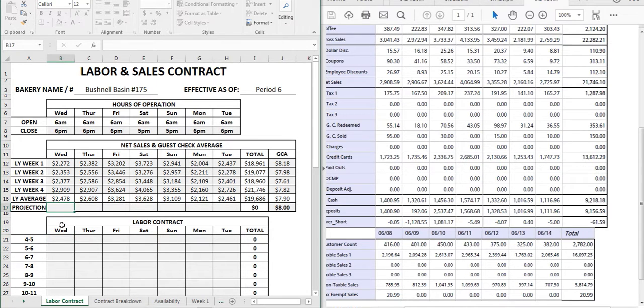So with this, in week through period 3 of this year, Bushnell's Basin was up around 13.9%. So we'll say 13%, just for simplicity reasons. In period 4, they were up 15%. So with this, we're going to be safe. Always be safe with your projections.